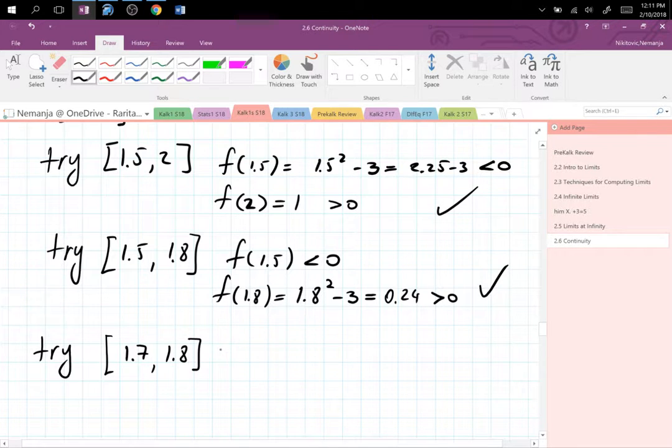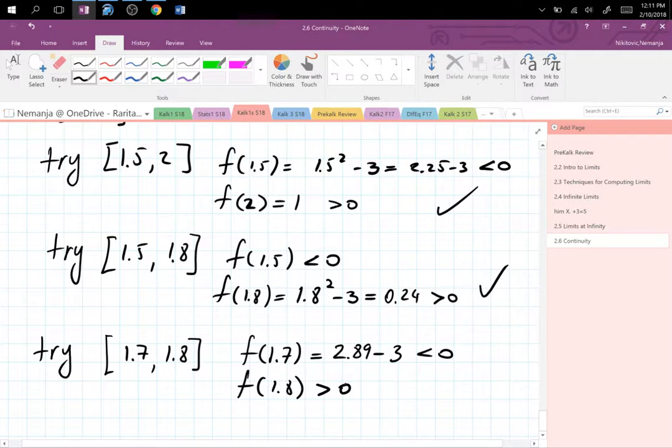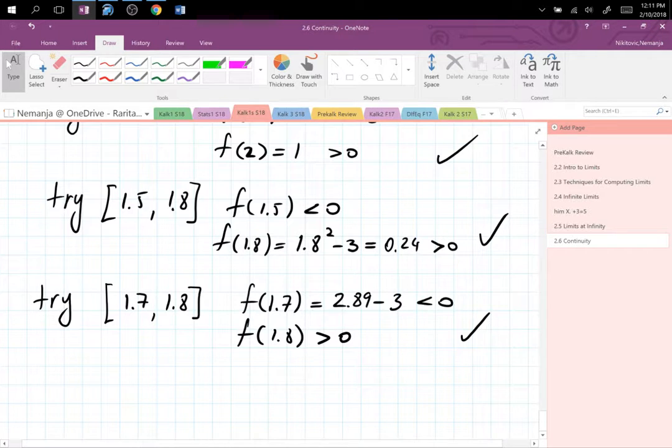So now we try this. f of 1.7 is going to be 1.7 squared, which is 2.89 minus 3. That's negative. And we know that f of 1.8 is positive. Oh yeah, there we go. So now we are already building our solution as 1.7. So at least we know that much, 1.7.